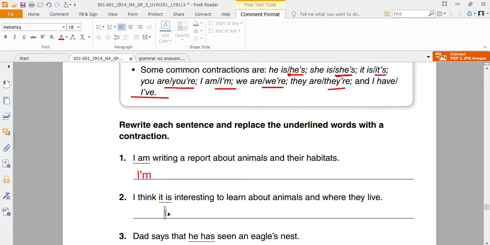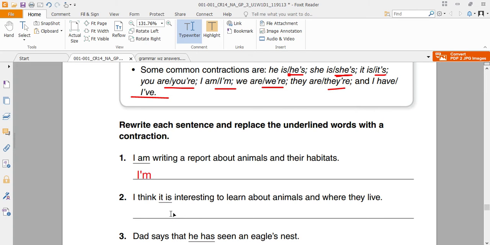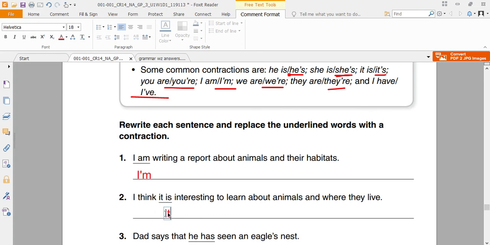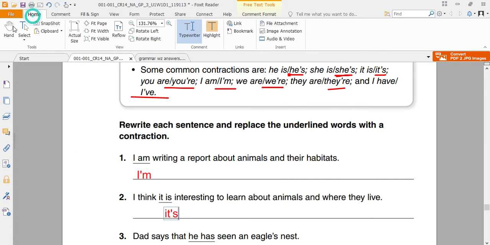Nice. Number 2. I think it is interesting to learn about animals and where they live. How do we make a contraction for it is? We write the pronoun it, skip the I from is, and use an apostrophe. This is it, drop the I, apostrophe and S. It's very simple. Today's lesson is a piece of cake.